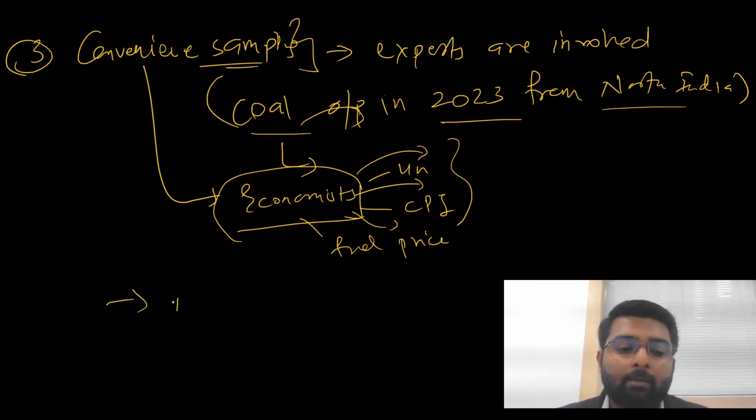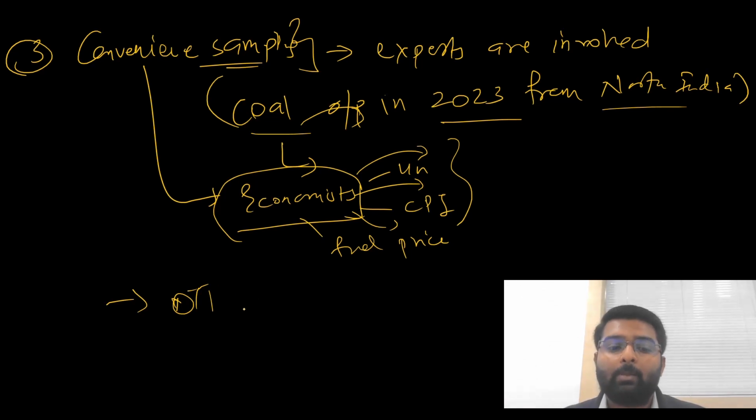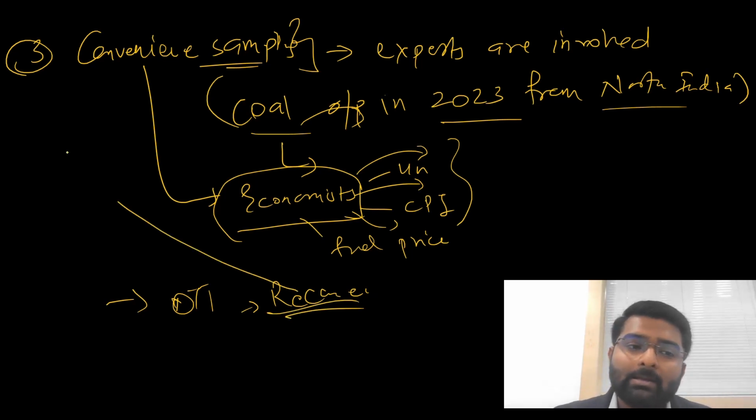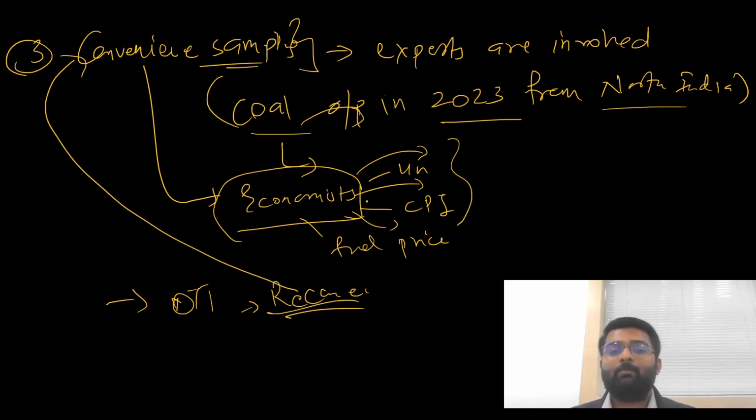Or for example, if there is an OTT platform and that OTT platform wants to build a recommendation engine just like Netflix or Amazon Prime, they're going to get in touch with the data scientists and the software engineers in the company, because they are the experts in that field, and that is where convenience sampling comes into picture. So, three types of sampling, guys.